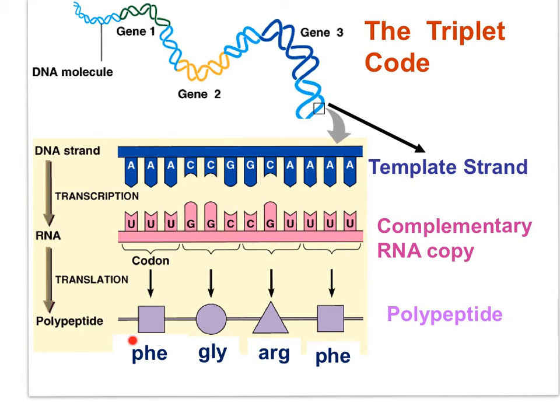UUU codes for phenylalanine, GGC for glycine, CGU for arginine, and UUU for phenylalanine. UUU always codes for phenylalanine. There is no ambiguity, and this diagram does a nice job of representing phenylalanine as a unique amino acid, a square, and putting the square shape into place wherever there is a UUU codon.